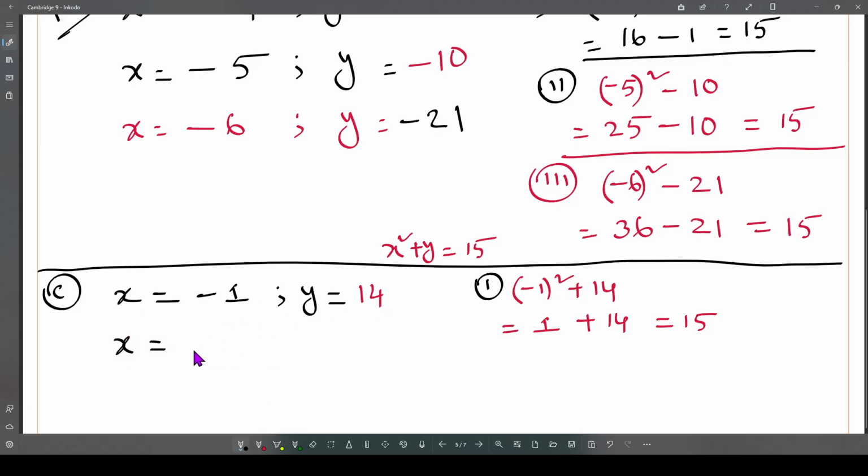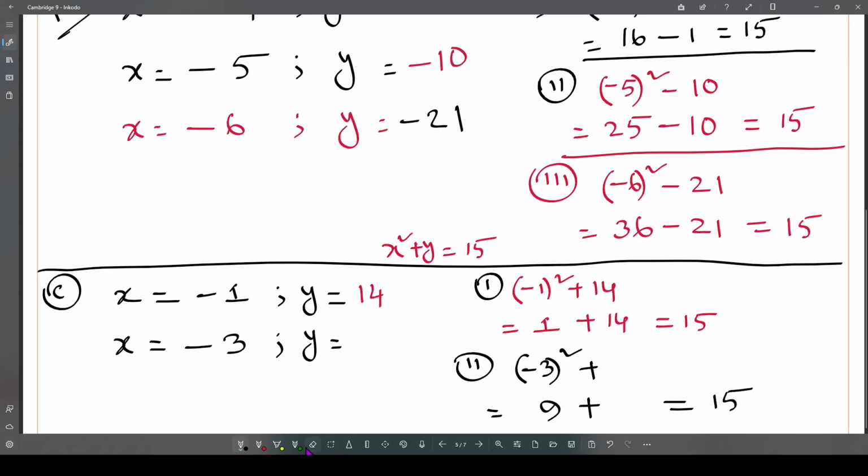Again x equals, suppose, minus 3. Then y equals what? Minus 3 square plus, we don't know the result. Minus 3 square means 9. So plus, we need a value. Here it shows 15. So we need what? We need 9 plus 6. So y should be 6. Okay. So y here is 6.